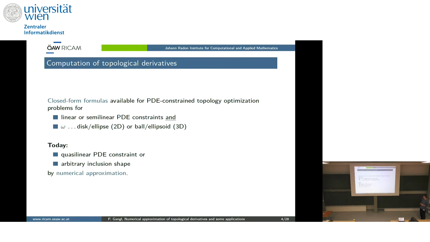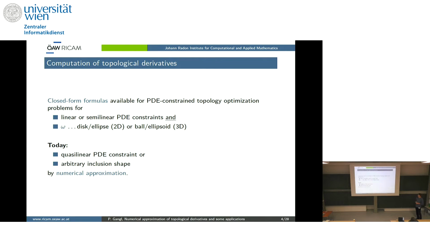However, if one of those two assumptions is not satisfied, this is not possible so easily anymore. And this is the case which we want to address today. I'm interested in applications from electromagnetics where you typically have quasilinear PDE constraints. So this is one class of problems I want to look at.